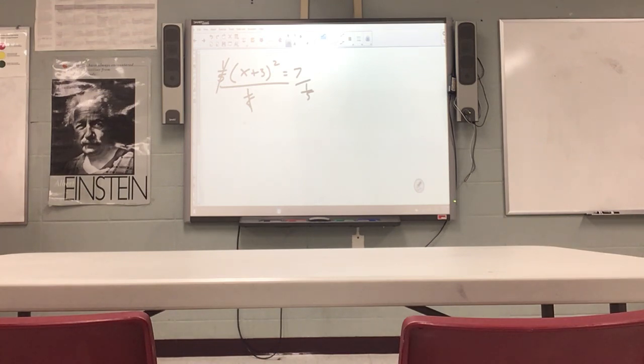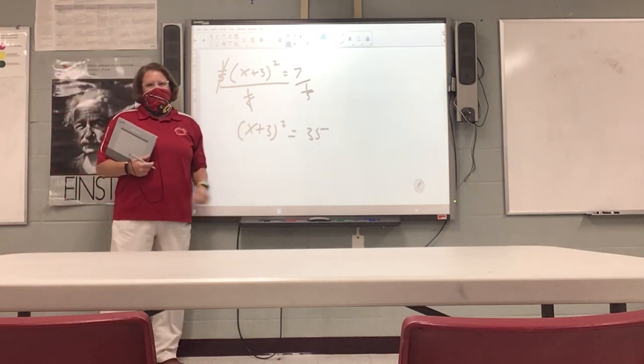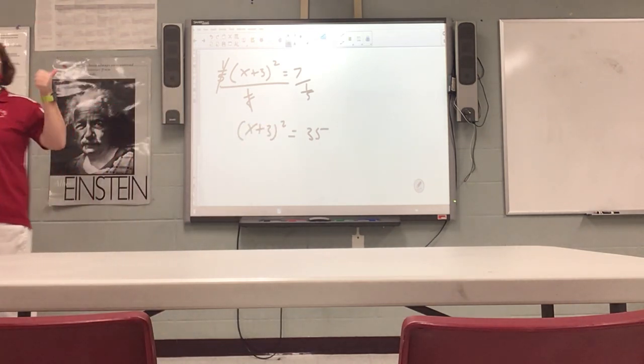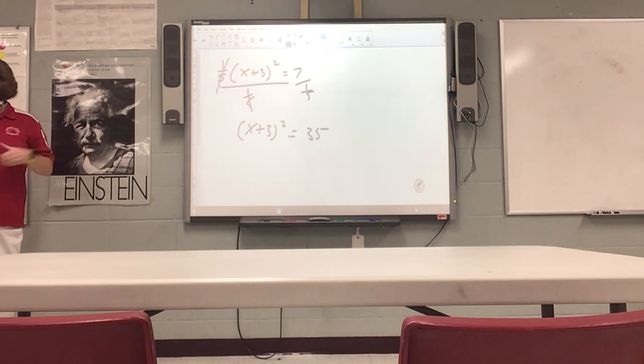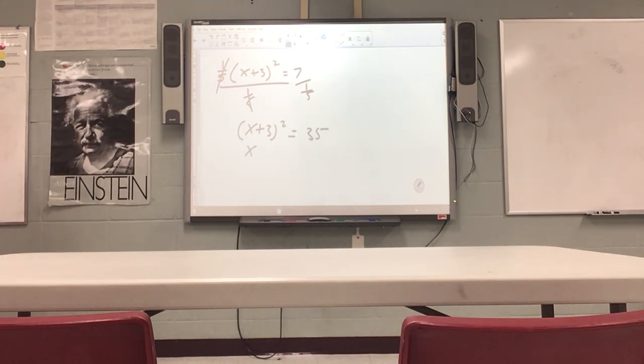So I've got the quantity of x plus 3 squared is equal to 35. Okay, now this is starting to look a little more simple, isn't it? We got rid of that extra junk. I wonder now if I could get rid of a squared. We've just been learning how to get rid of a squared. You undo a squared by square rooting. So I'm going to square root both sides. So give me x plus 3 is equal to positive or negative square root of 35.